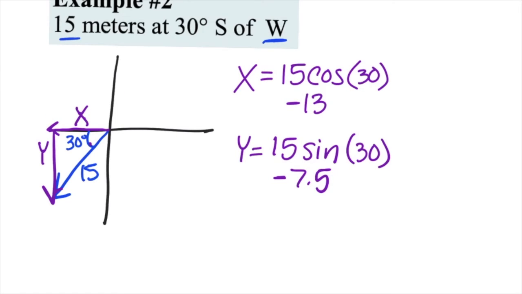Okay, so that's how you break it down. Again, you sketch it out, enclose your angle into a triangle, label the horizontal side X, vertical side Y, and then use sine and cosine to find your X and Y values.